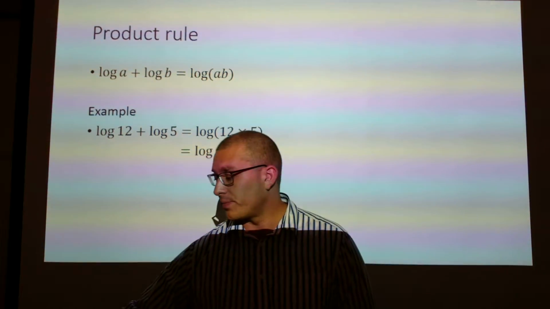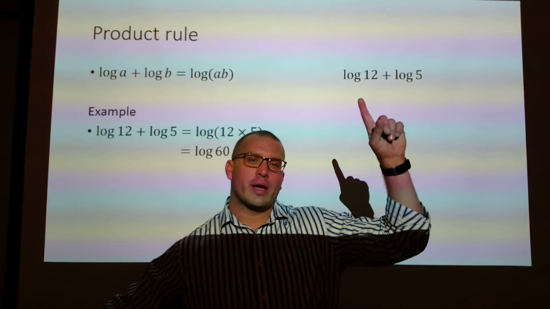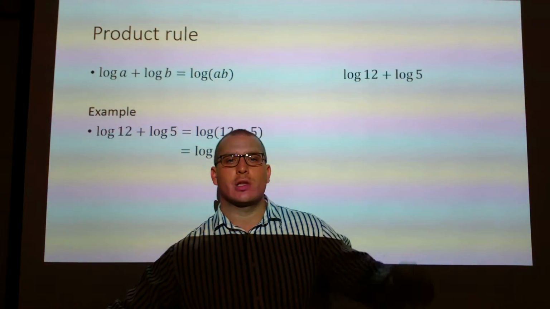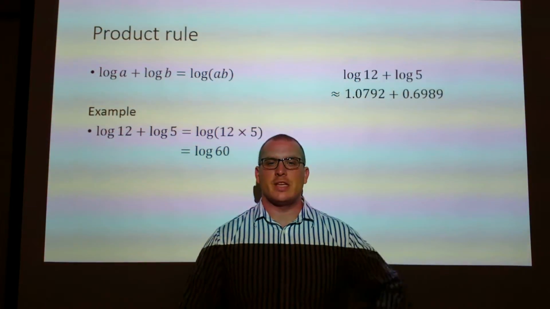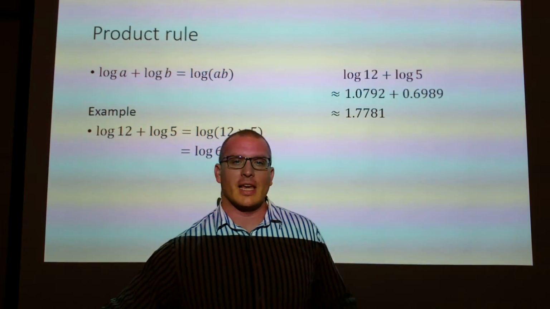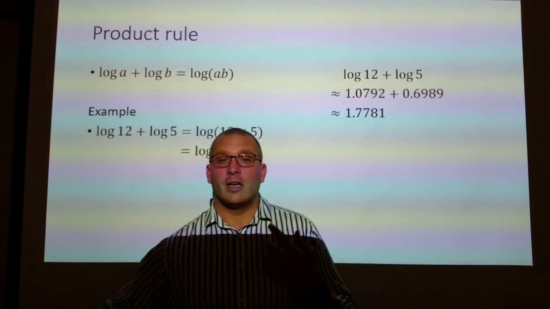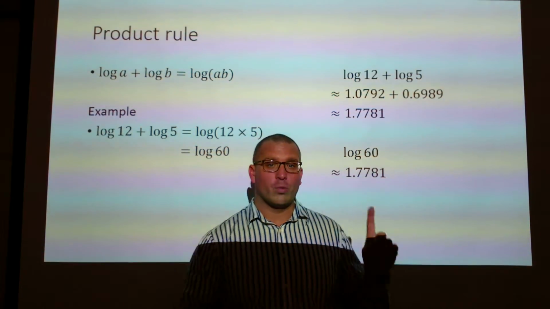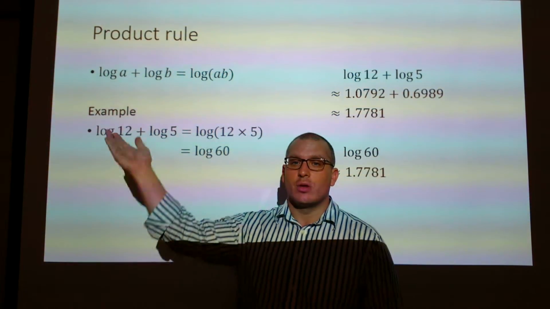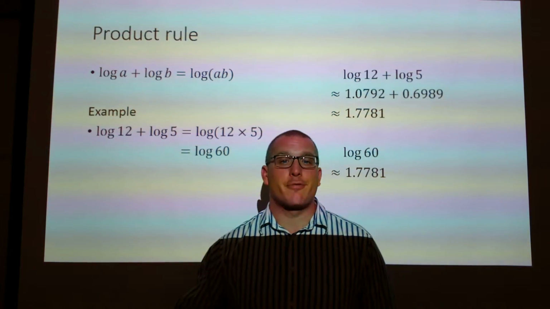Again, let's see it. So we enter into our calculator log 12 plus log 5. We will get these two values here. Sum them together, here's our approximate answer. We enter in log of 60, we get the same answer again. So this here is our product rule.